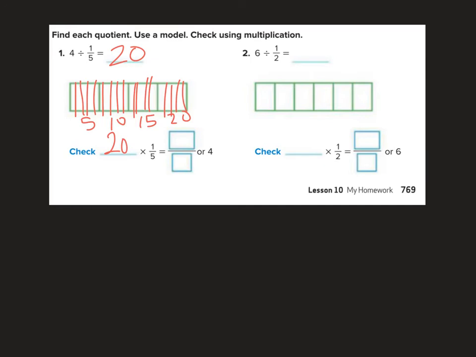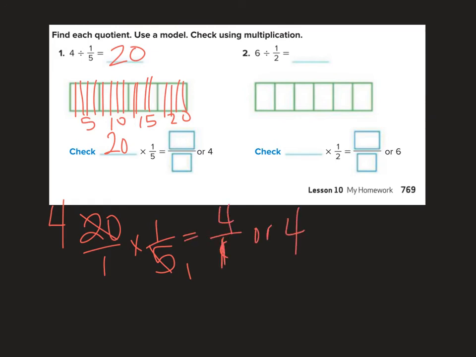20 times 1/5. 20 over 1 times 1 over 5. I could do that little trick we talked about in the last video, where I divide by 5, divide by 5, and I would get 4 over 1 or 4. Or I could also say I'd get 20 over 5, 20 divided by 5, or 4.